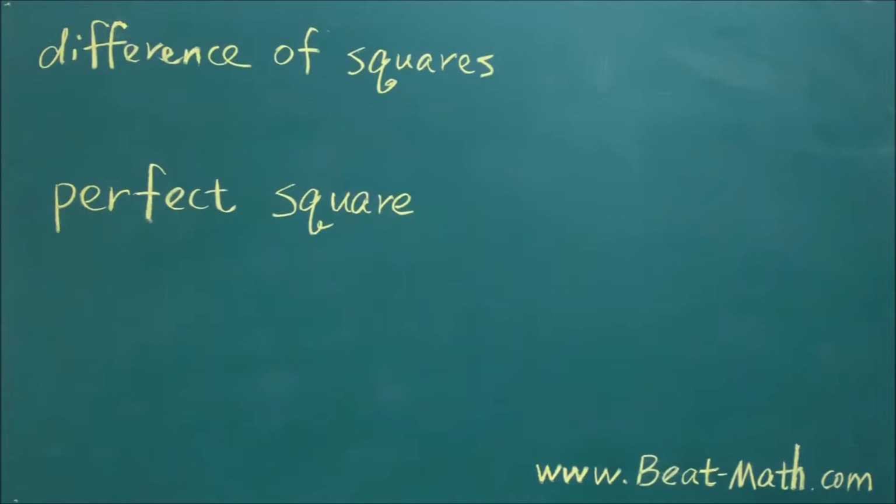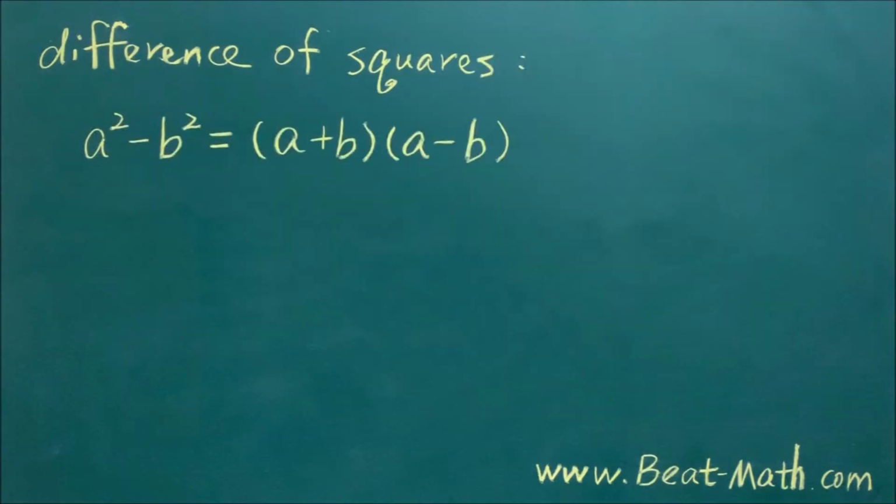The formula difference of squares is a squared minus b squared equals the quantity of a plus b times the quantity of a minus b. It means that the difference between the square of two numbers equals the product of the sum of the two numbers and the difference of them. Let's try this method in some examples.